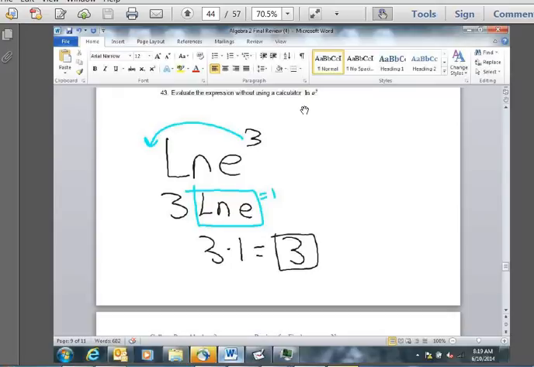Evaluate the expression without using a calculator. Well, this one actually isn't as bad. Remember, using our power property, I can take that 3, drop it out in front. And then the ln of e, remember, they cancel out, if you recall that from our properties of logs, because ln and e are pretty much opposites of each other. And you're left with 3.